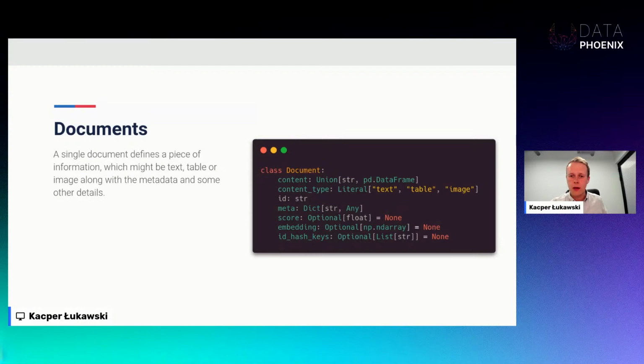As you may see, there is also a place for embedding, because embeddings are quite often used in those kinds of applications. And scores, because if you use some classification models or any kind of model that scores your documents, this might also be pretty useful to be stored along with your documents.